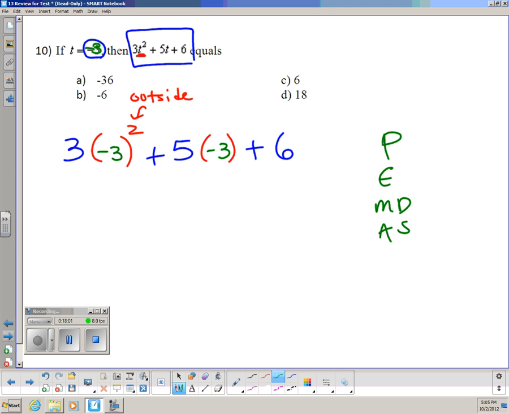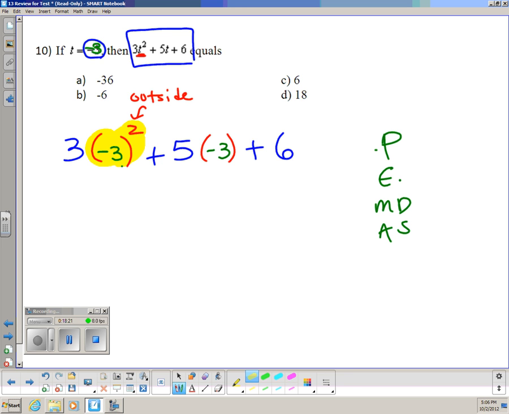I have 2 sets of parentheses, but I look inside and I say there's really nothing to do. So while the parentheses are there, there's nothing to do inside of them. So we can move on to exponents. I have my exponent right here. So I need to apply that to all of negative 3.